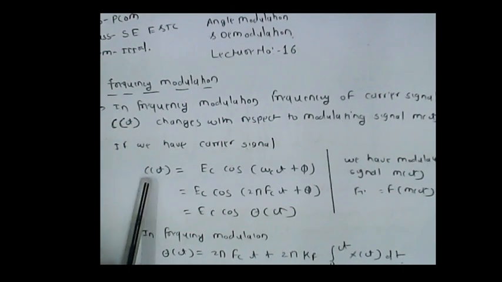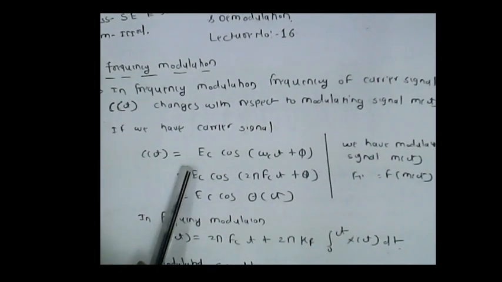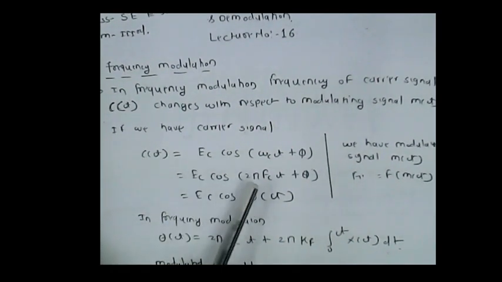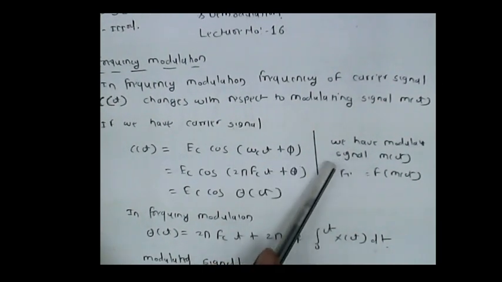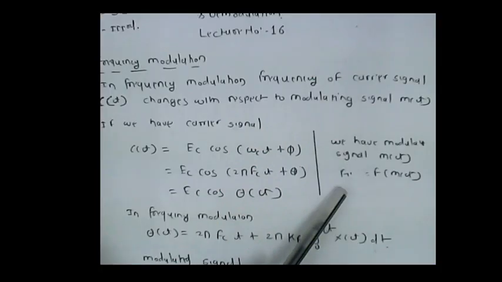So if you have carrier signal c of t, in time domain representation, equal to Ec cos(omega c t + phi), where phi is a phase, and we have the modulating signal m of t. Then we can write E cos(2 pi fc t + phi of t). So we can write it in terms of theta: Ec cos theta of t.